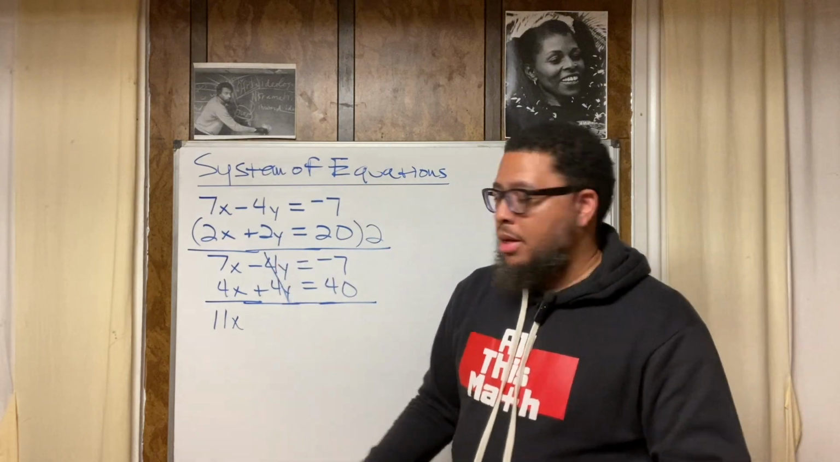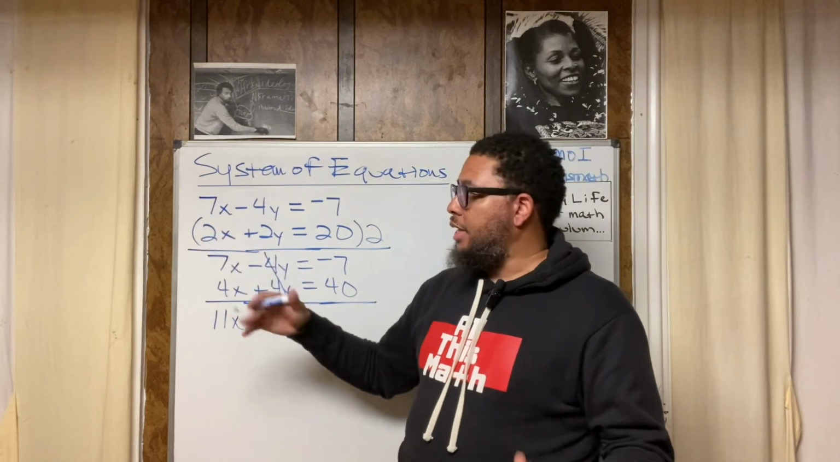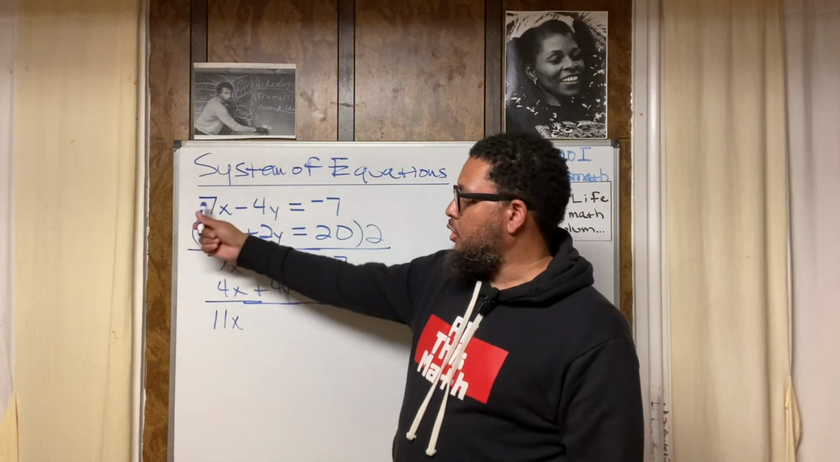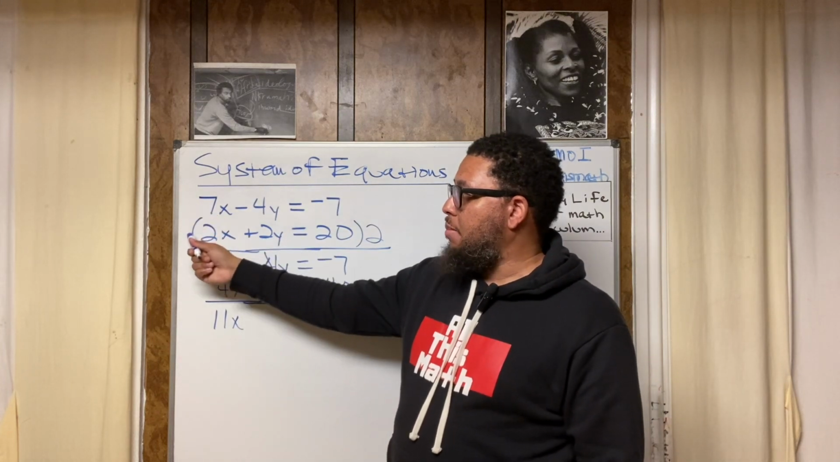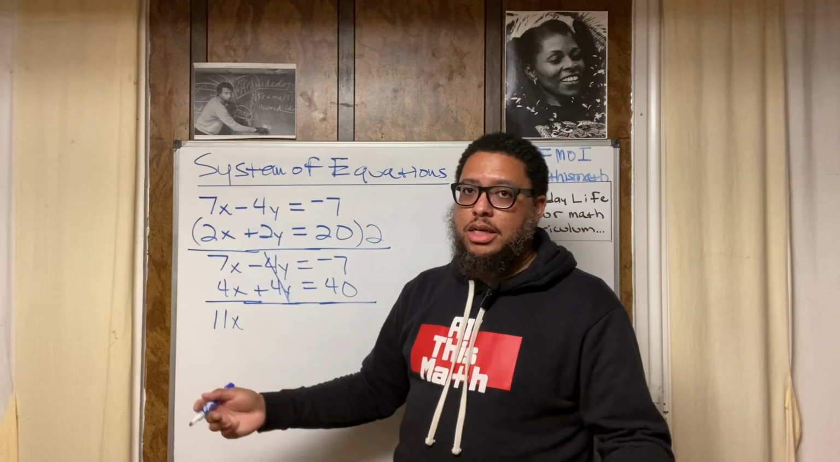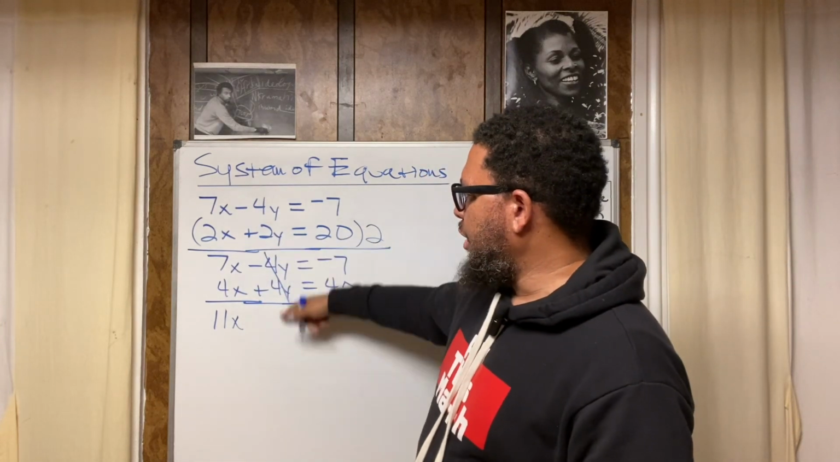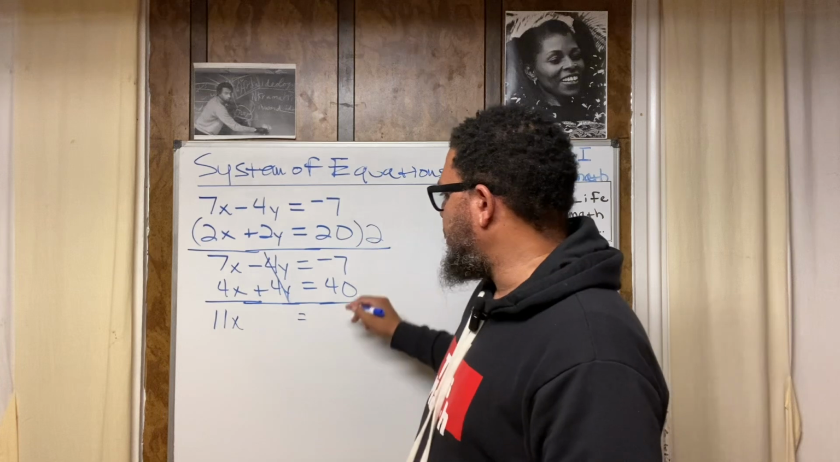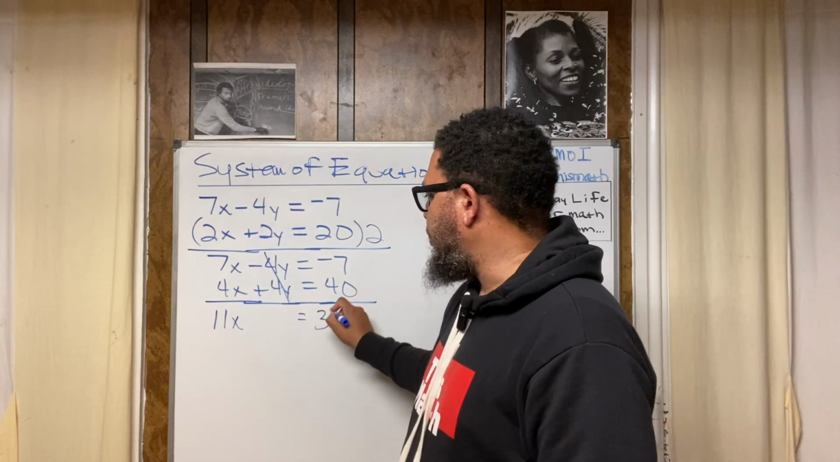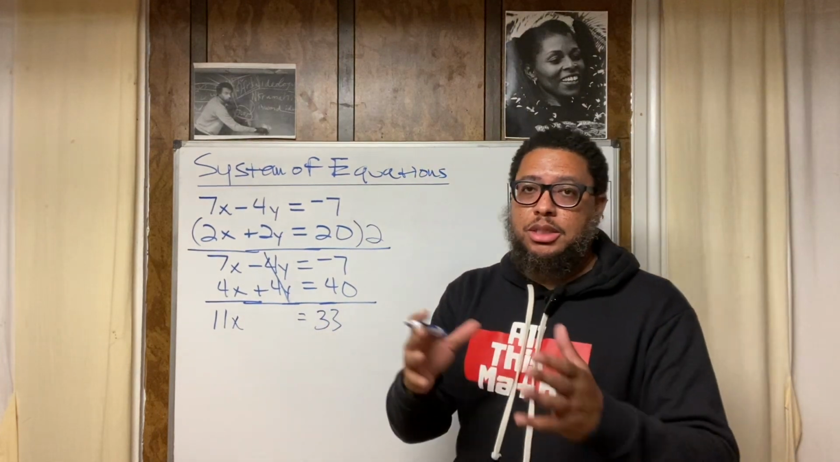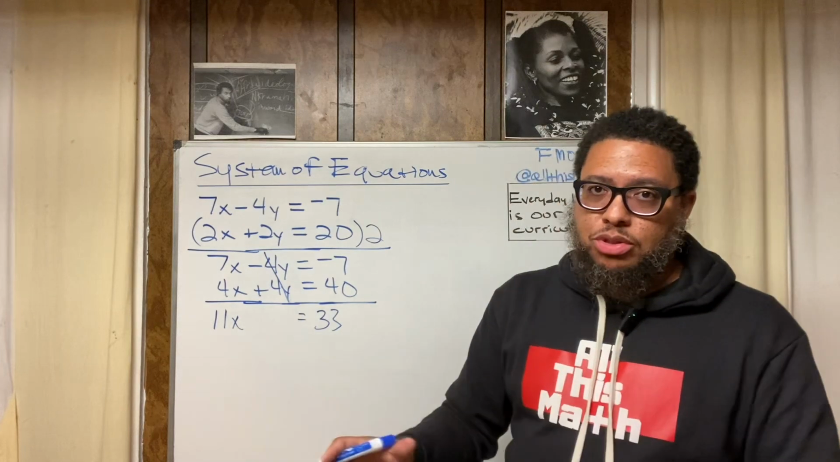We eliminated them. We could have eliminated the x's. We would have had to do a little more work. We would have had to multiply the top equation by a certain number and the bottom equation by another number. We could have done that, but I chose not to do that in this particular problem. All right. So we eliminated the y's. Now over here, negative 7 plus 40 is positive 33. Make sure you know how to add and subtract positive and negative numbers. That is mandatory at this level.